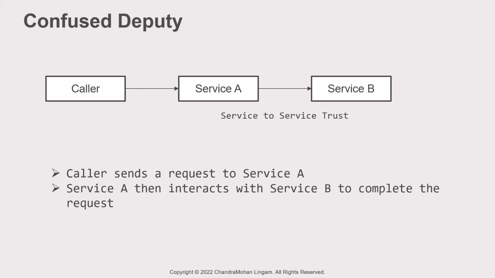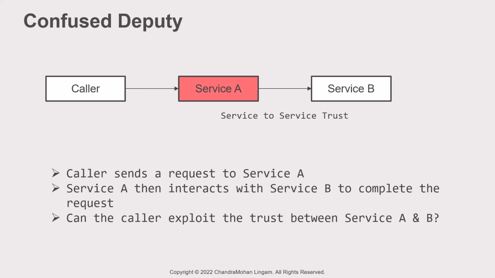Now, would it be possible for a malicious caller to exploit this trust that exists between Service A and Service B? For example, can the caller use Service A to gain excessive privileges and perform an unauthorized action in Service B? If this were to happen, Service A would become a confused deputy.